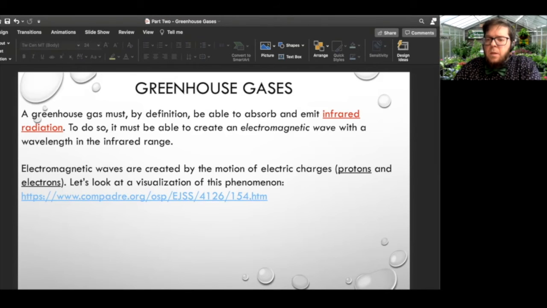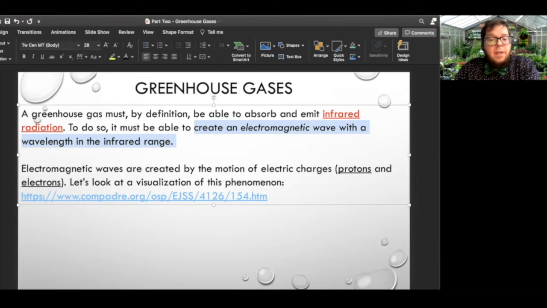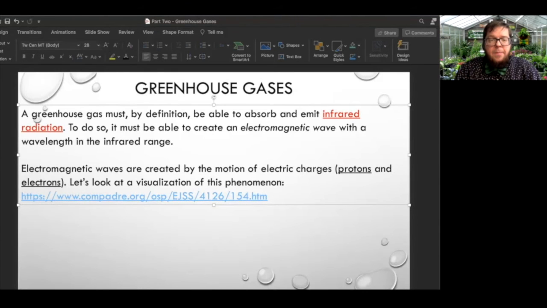All right, so a greenhouse gas must be able to create an electromagnetic wave with a wavelength in the infrared range. Now, electromagnetic waves of any kind are created by the motion of electric charges, protons and electrons. So I wanted to show you a visualization of that. You can follow the link if you like. I'd have to type it into the chat for you. Here it is. You can follow this if you like, but I'm going to change my screen share to show it to you.